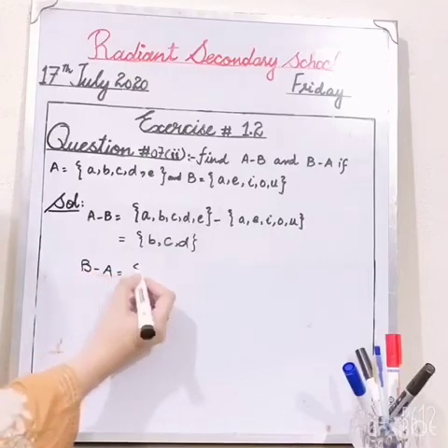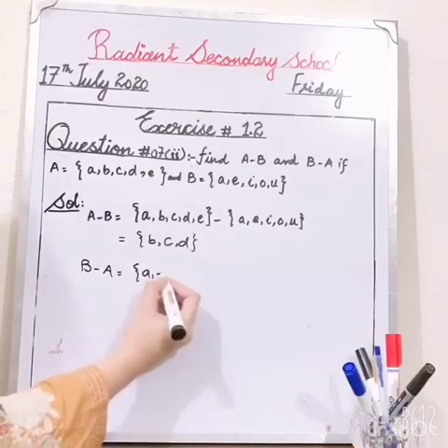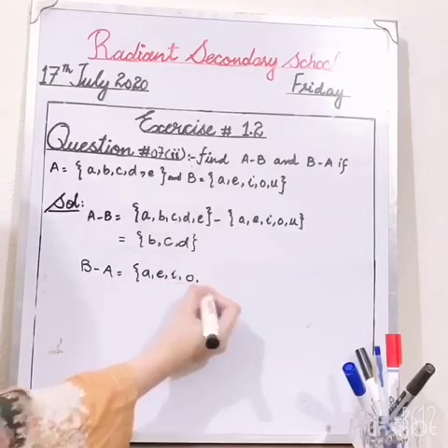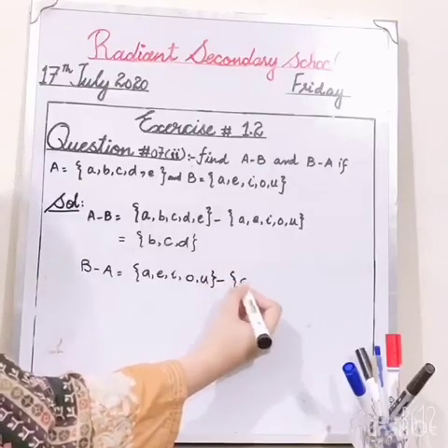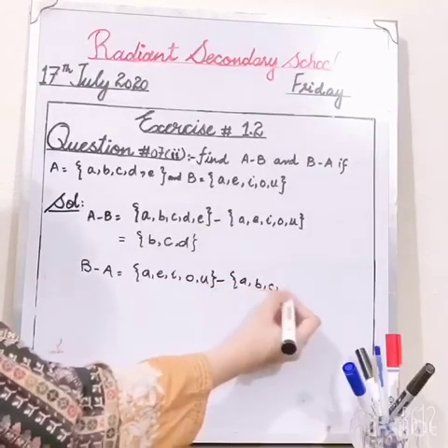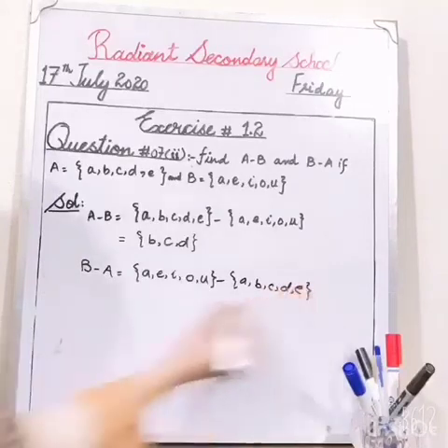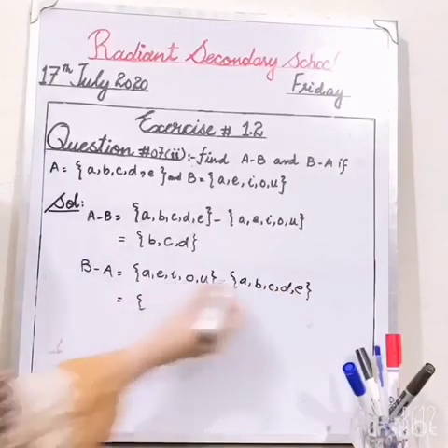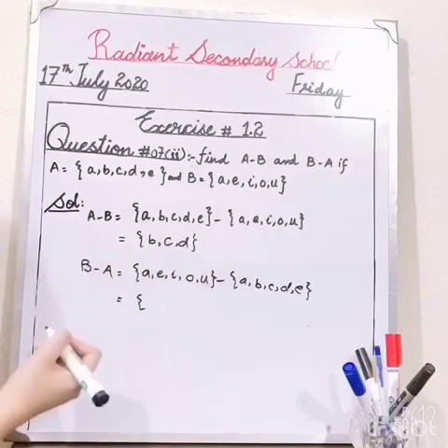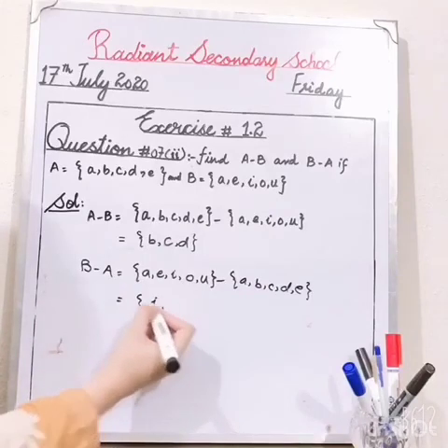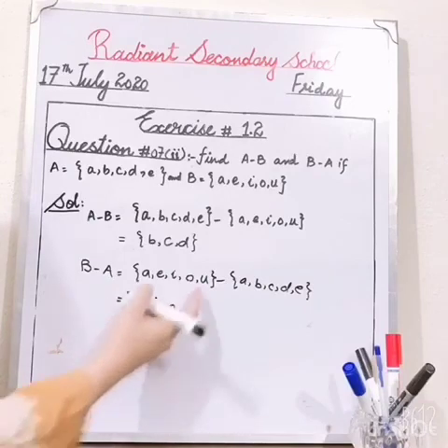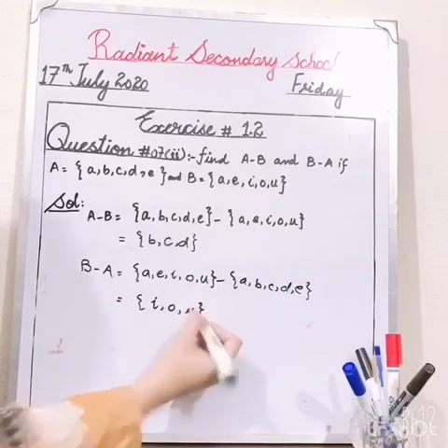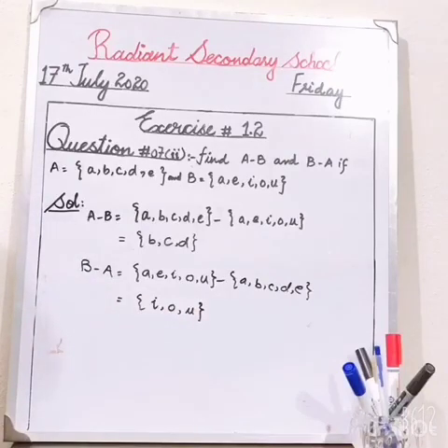In B minus A, we write B first. B is A, E, I, O, U, the set of vowels, minus A, B, C, D and E. Now A is present in both the set. E is also present in both the set. I is not present, so we write I. O is not present in second set, so we write O. And U. So our answer is I, O and U.